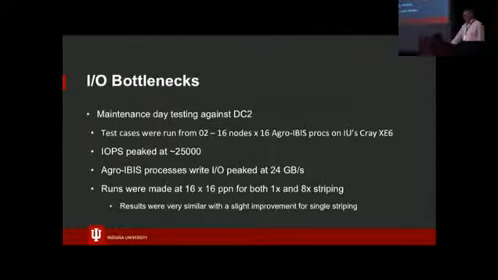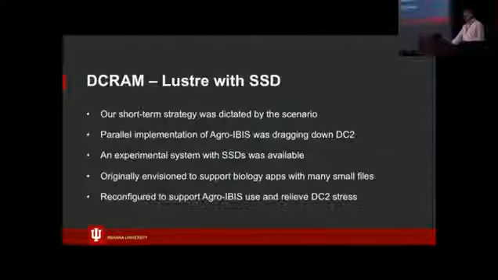That's reads plus writes. And the runs that we did were done at 16-way by 16 processors per node for both 1-way striping and 8-way striping, because we were trying to figure out if maybe the striping would help alleviate the problem. And not surprisingly, it didn't really help very much. Basically, we had lots and lots of files that were being touched lots and lots of times. Striping doesn't solve that problem.